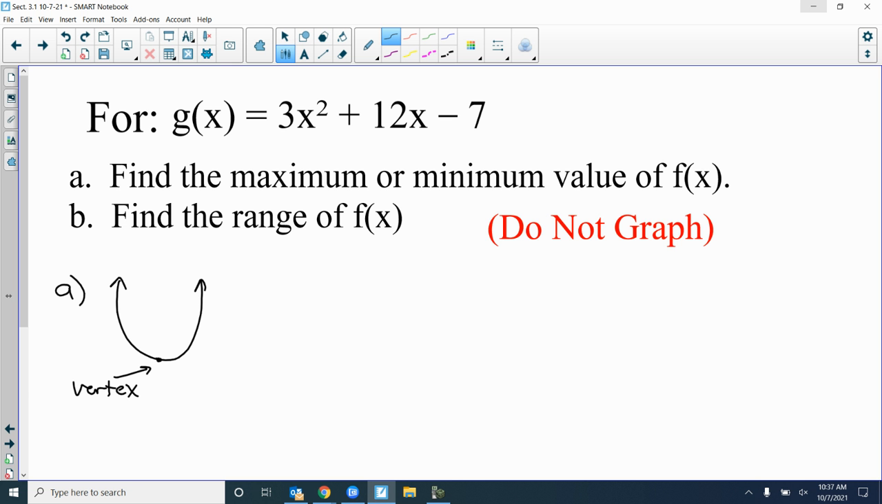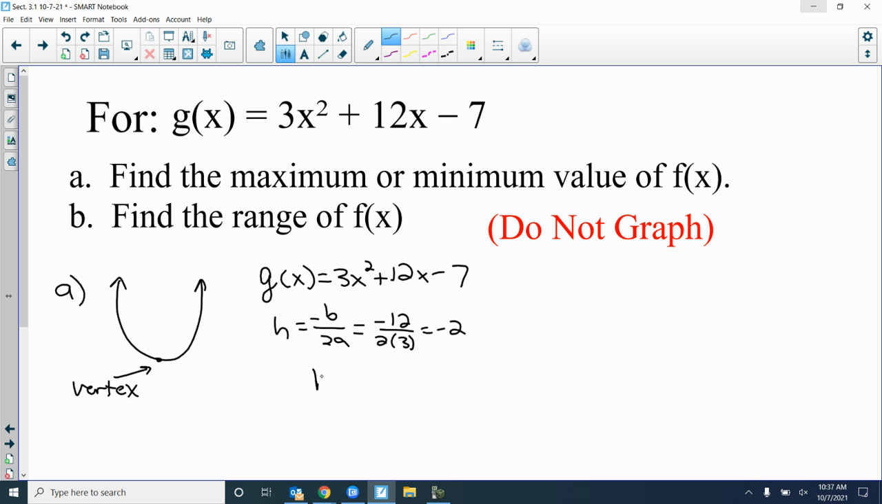Now, hopefully you already made the connection. You know we already have that point, but I'm going to go through it this other way. I'm not going to do completing the square. I'm going to take g of x equals 3x squared plus 12x minus 7. And I'm going to use the h equals negative b over 2a. Just like your quadratic formula, you have a is the number of the x squared, b is the number of the x, c is your constant. So that becomes negative 12 over 2 times 3. And what do we end up with? Negative 2.